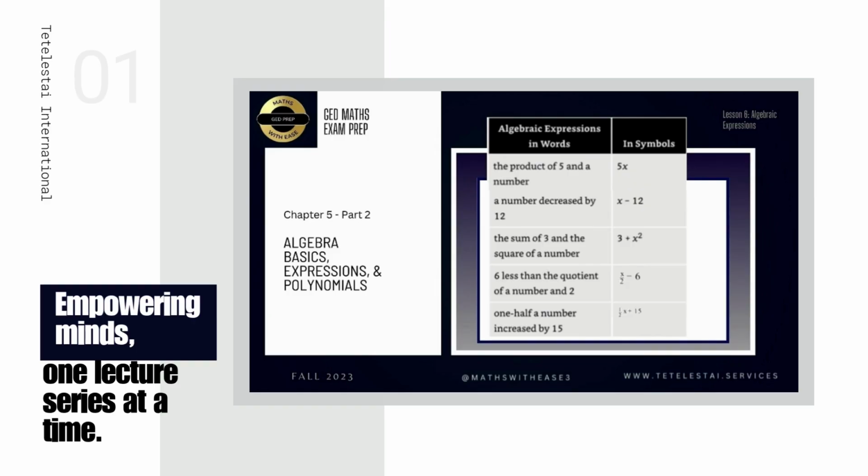We're also informed that the quotient is 6 less. In other words, 6 is being subtracted from the quotient, and the quotient is derived by dividing some unknown quantity by 2. So we can rewrite this expression simply as x over 2 minus 6.